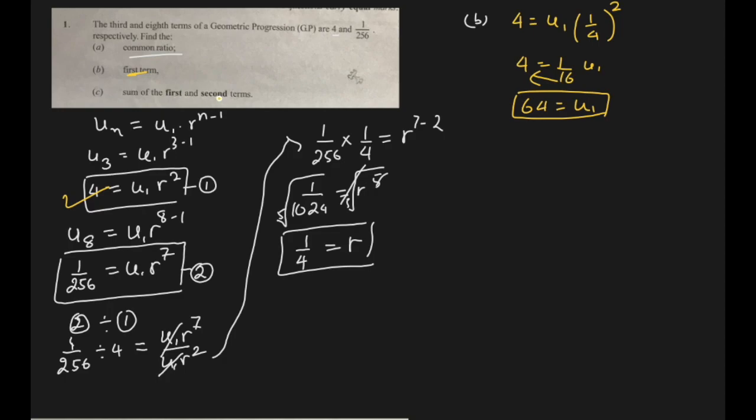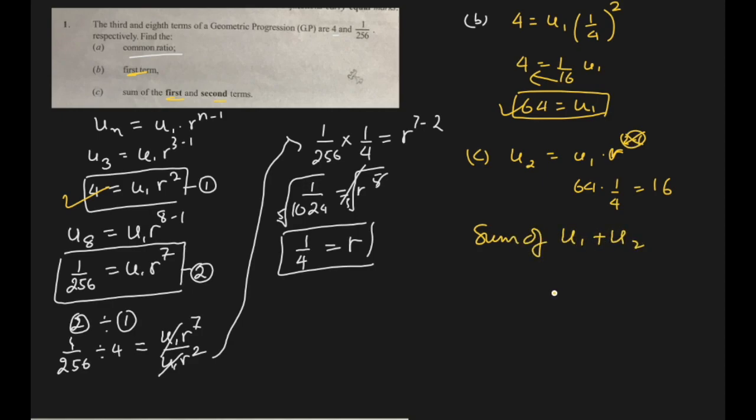Part C, the sum of the first and second terms. The first term is known to us. Let's find the second term. The second term will be U1 times r. 2 minus 1 is 1, so just r is enough. So 64 times 1 over 4 is 16. The sum of the first and second terms, U1 plus U2, will be 64 plus 16. The answer will be 80.